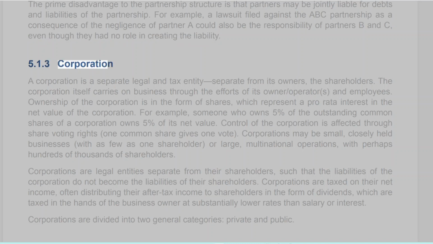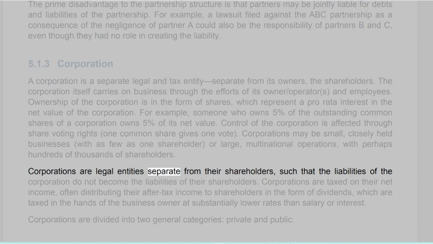5.1.3 Corporation. A corporation is a separate legal and tax entity, separate from its owners, the shareholders. The corporation itself carries on business through the efforts of its owner/operators and employees. Ownership of the corporation is in the form of shares, which represent a pro rata interest in the net value of the corporation. For example, someone who owns 5% of the outstanding common shares of a corporation owns 5% of its net value. Control of the corporation is effected through share voting rights. One common share gives one vote. Corporations may be small, closely held businesses, with as few as one shareholder, or large, multinational operations, with perhaps hundreds of thousands of shareholders.